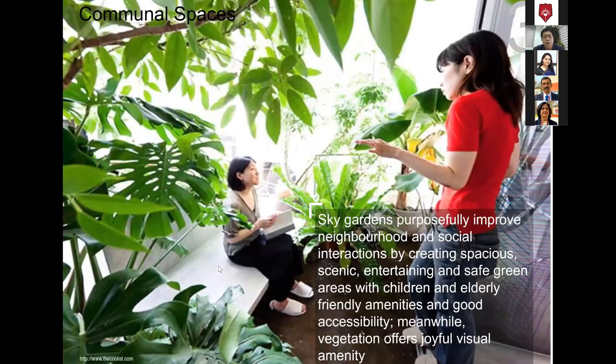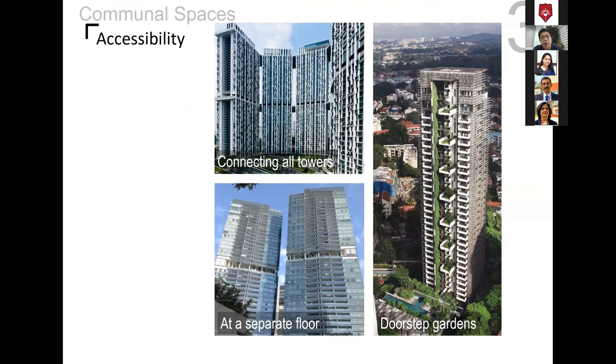The third consideration of urban living with sky gardens is the communal spaces, especially pocket spaces as the extension of the living room in high rises. There are several key points for communal spaces. One is accessibility. Here are three different typologies of sky gardens in Hong Kong and Singapore. For this one, the sky garden is located at the mid level and top level, connecting all towers together, so it has better accessibility.